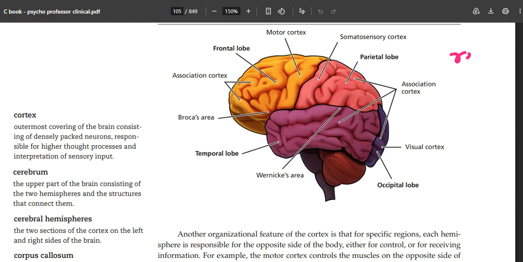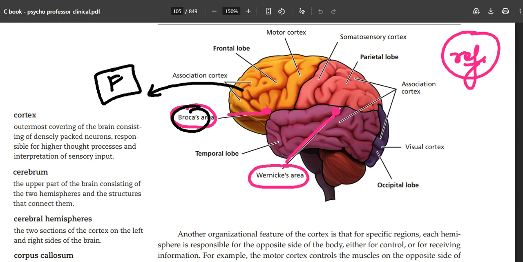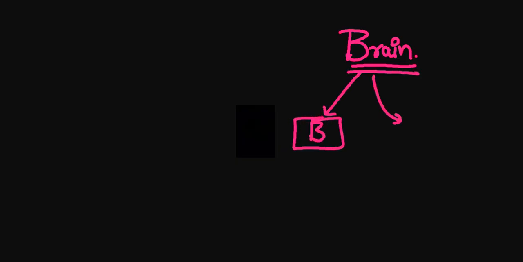Okay, and just for reference, don't memorize this image by heart. Wernicke's area is somewhere around here, and you have Broca's area over here as well. Now, Broca's area is located in which lobe? It is located in the frontal lobe. Remember this. And Wernicke's area is in the temporal lobe. So now you have encoded that you have two primary areas. The first one is Broca's area, and the second one is Wernicke's area over here.